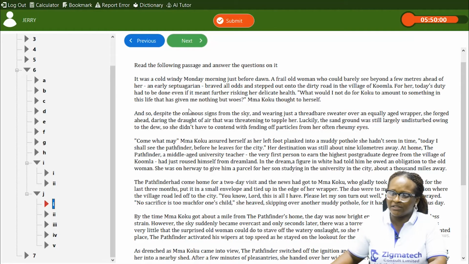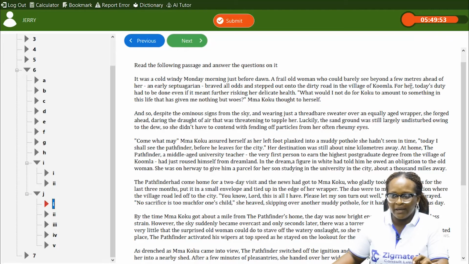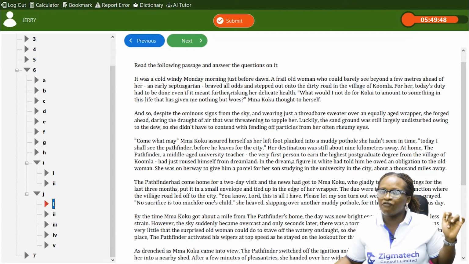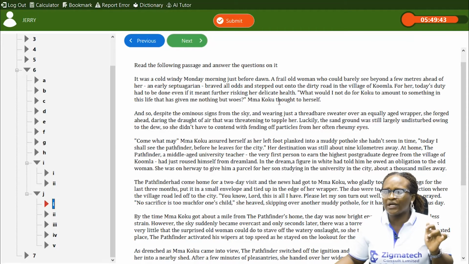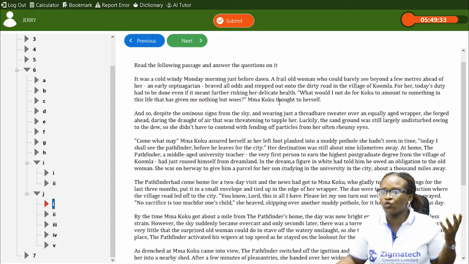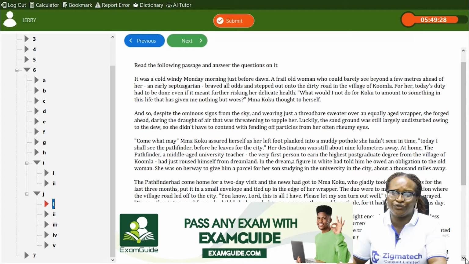Go back to the passage, my dear students. Go back to the passage. I've seen delicate. All right, it says for her, today's duty had to be done, even if it meant further risking her delicate health. So which other word could we use? Should we use fragile? Should we use weak? Should we use frail? Any one of them can serve as long as this word is concerned. My health is weak. I'm getting weak. That's health. So I would prefer to use weak to be on the safer side or the safest side.